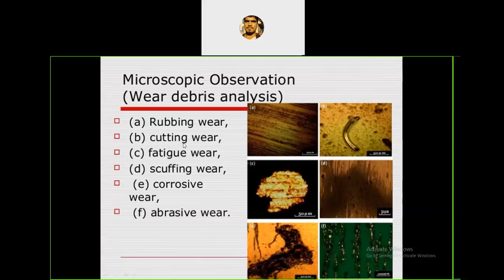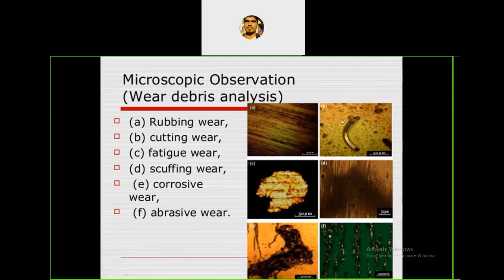The second one is cutting wear. Some of the particles cut the surface, cutting. Here you can see continuous, parallel lines because of the rubbing surface. And here there is a crack, just because of the cutting wear.